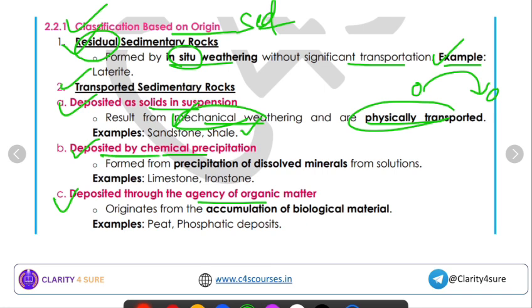Next is deposited by chemical precipitation. It is formed from the precipitation of dissolved minerals from the solution. So what is happening here? That mineral will dissolve into the solution, will be carried with that solution to another place, and there it is going to get precipitated. So this is chemical precipitation. Examples are limestone, ironstone, etc. Next is deposited through agency of organic matter. It will be accumulation of organic material, that is peat and phosphatic deposit.